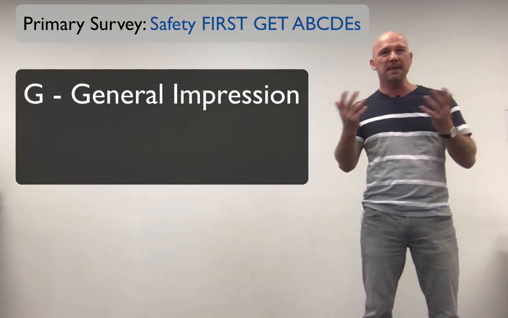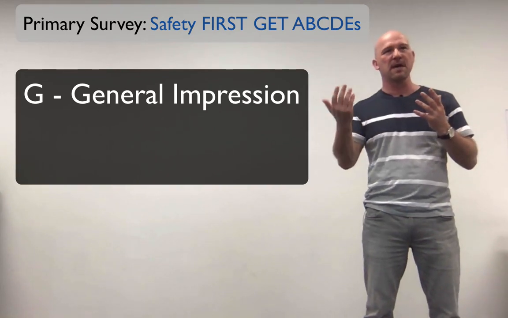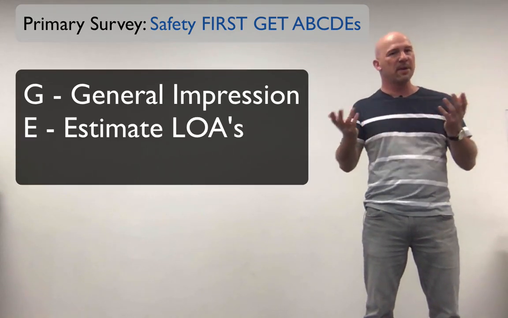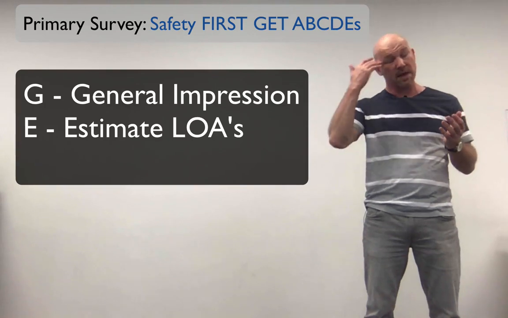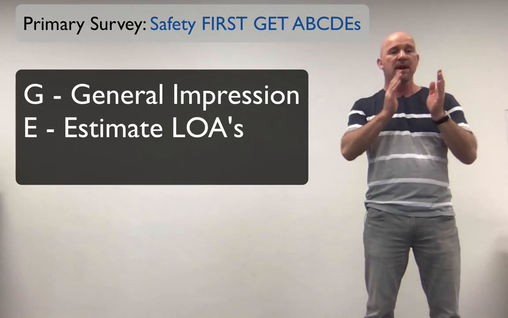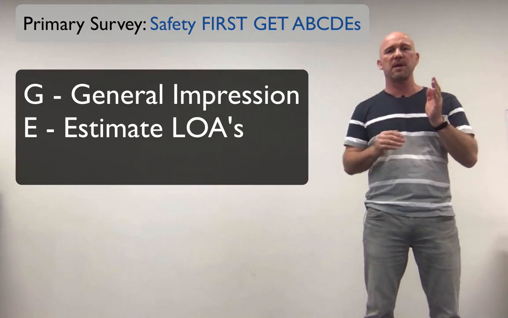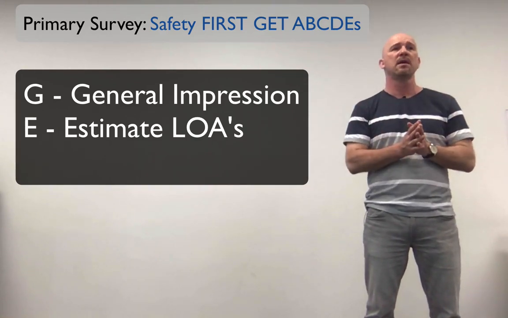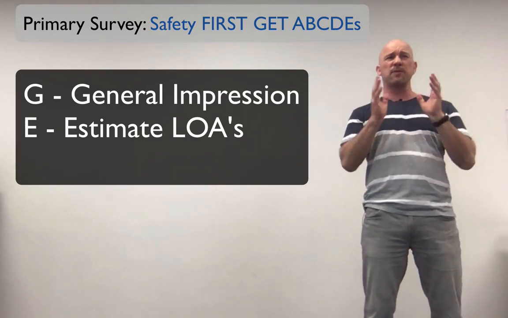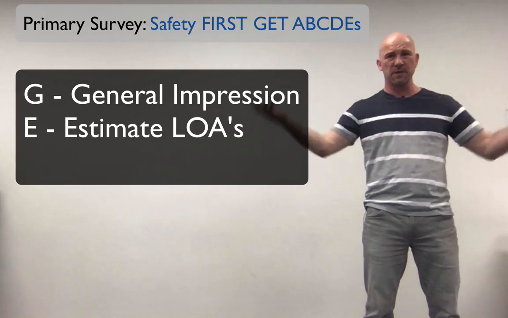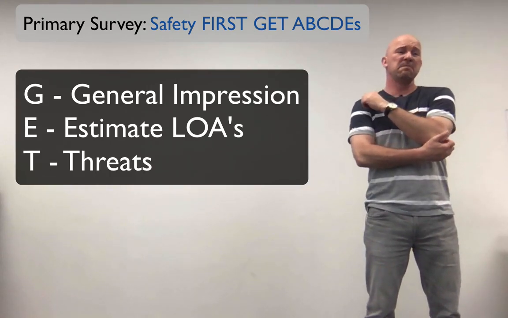Is she tracking me as I come in? Yes, she's following you. She says hi, you say hi back. I say, how are you? She says, oh, I'm short of breath. Okay, so she is alert. In terms of estimating her levels of awareness, using alert, verbal, pain, and unresponsive, she's alert, so I'm happy with that. Just before I start really getting into it, are there any threats to me, my team, my patient, or any bystanders? And there doesn't seem to be.